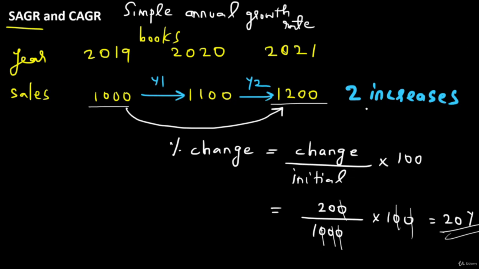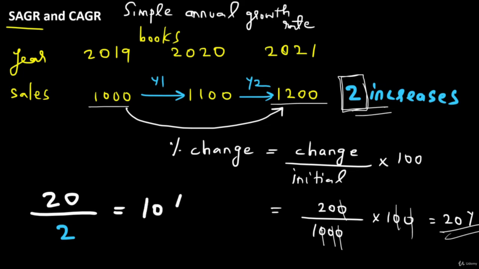So this has happened over 2 increases, right? Now because this happened over 2 increases, we have to divide this 20% by 2. And that gives us 10%, which is what we call the SAGR. Now you can notice that the SAGR is nothing but the simple interest. So the SAGR is the same thing as the simple interest.